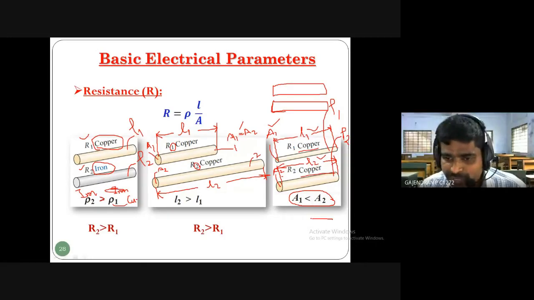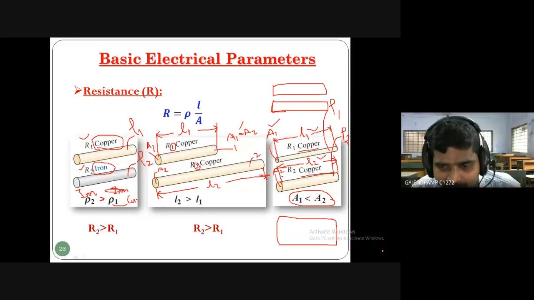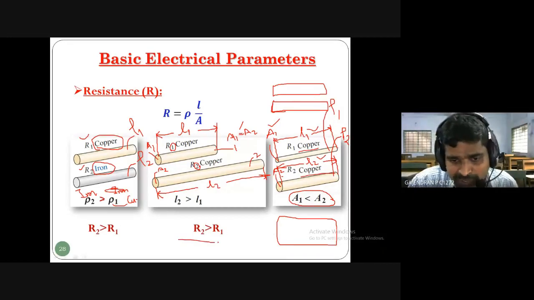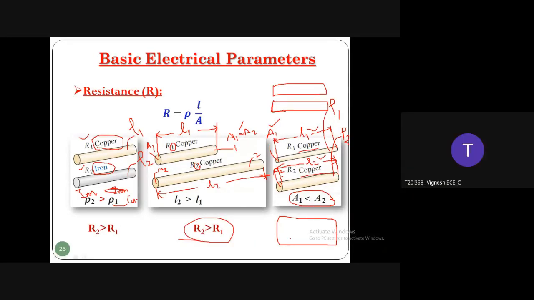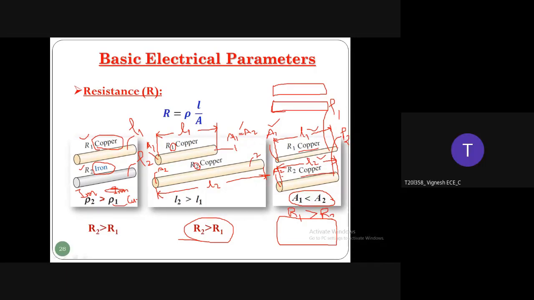Now you tell me what is the relation of R1 and R2? Resistance is inversely proportional to area of the cross section. A2 is more, so R2 is less. Give the relation in this way. R1 is greater than R2, sir. Okay, I will write what you are telling: R1 is greater than R2.